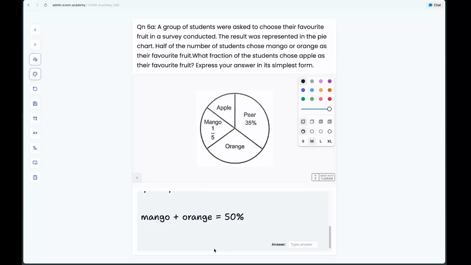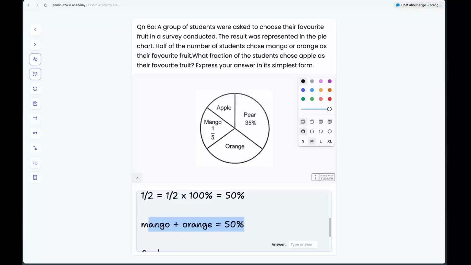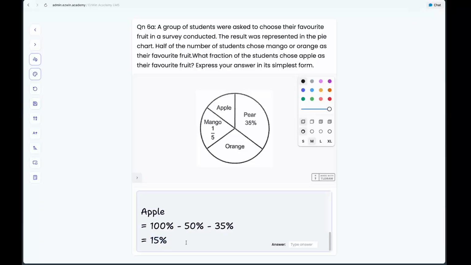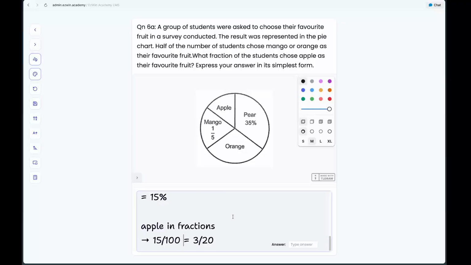For the apple, pretty straightforward. If you can guess, apple is basically the whole pie, 100%, minus half of it, mango and orange, which is 50%, minus the pear, 35%, and we will get 15%. And what is apple in fractions? It's basically 15% or 15 out of 100, right? And then if we were to simplify, this would then be equal to 3 out of 20. So the answer is 3 out of 20. There you go. So remember, 15% goes to 15 out of 100.